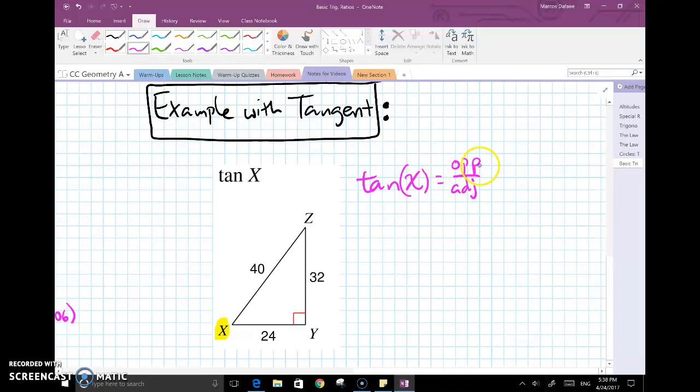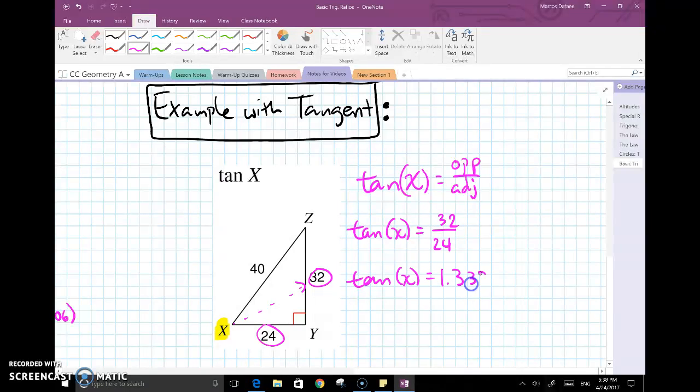Now, if I substitute numbers for opposite and adjacent, what I get is tangent of x is equal to, the opposite of x would be 32, and the adjacent side would be 24. So 32 over 24. Now 32 divided by 24 is 1.33 endlessly. So we could say the tangent of x is equal to 1.3333. Again, about 4 or 5 places after the decimal is usually a good idea.